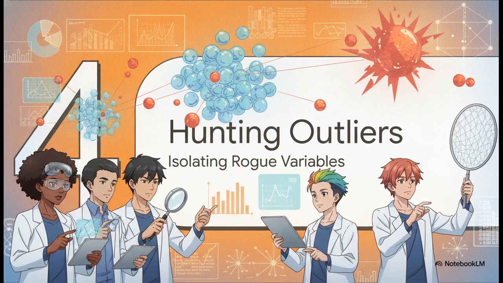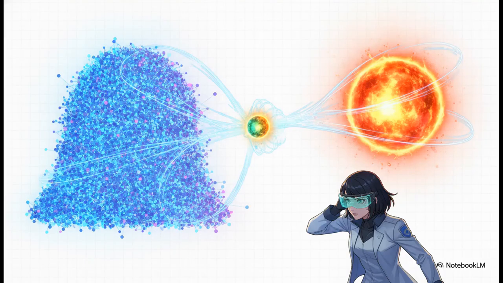Section 4. Hunting down the outliers. Isolating rogue variables. In this final phase of our laboratory work, we are hunting down rogue variables. Because even in a perfectly unimodal process, we often find statistical anomalies that just refuse to conform. We call them outliers. They are values that fall far, far away from the rest of the dataset. And as we saw earlier with those skewed shapes, outliers act like a gravitational force. They pull heavily on the mean and completely distort the reality of the process.